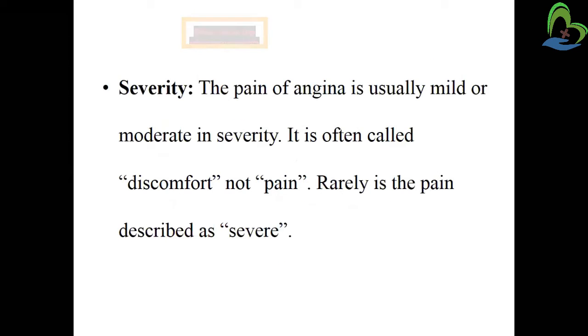Severity of pain will depend on mild, moderate, and severe. It is also said as discomfort, not pain. The patient may not have a particular type of pain, but he is having a feeling of discomfort. He is not in a comfortable situation and he will be restless. Rarely the pain is described as severe.